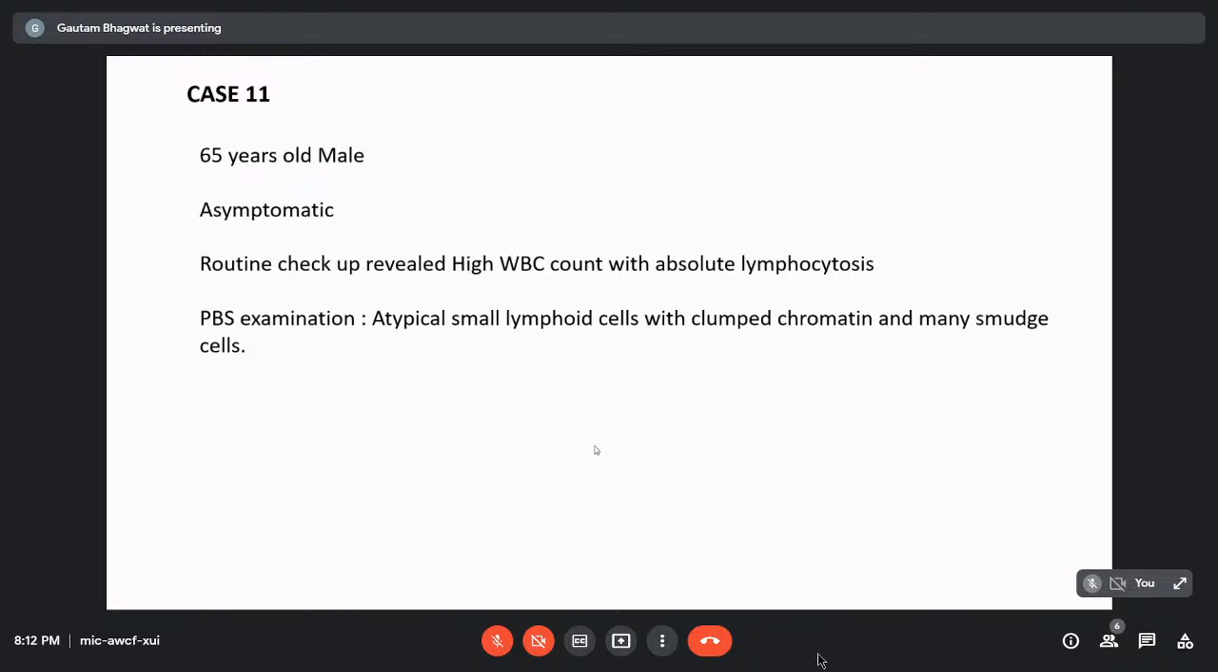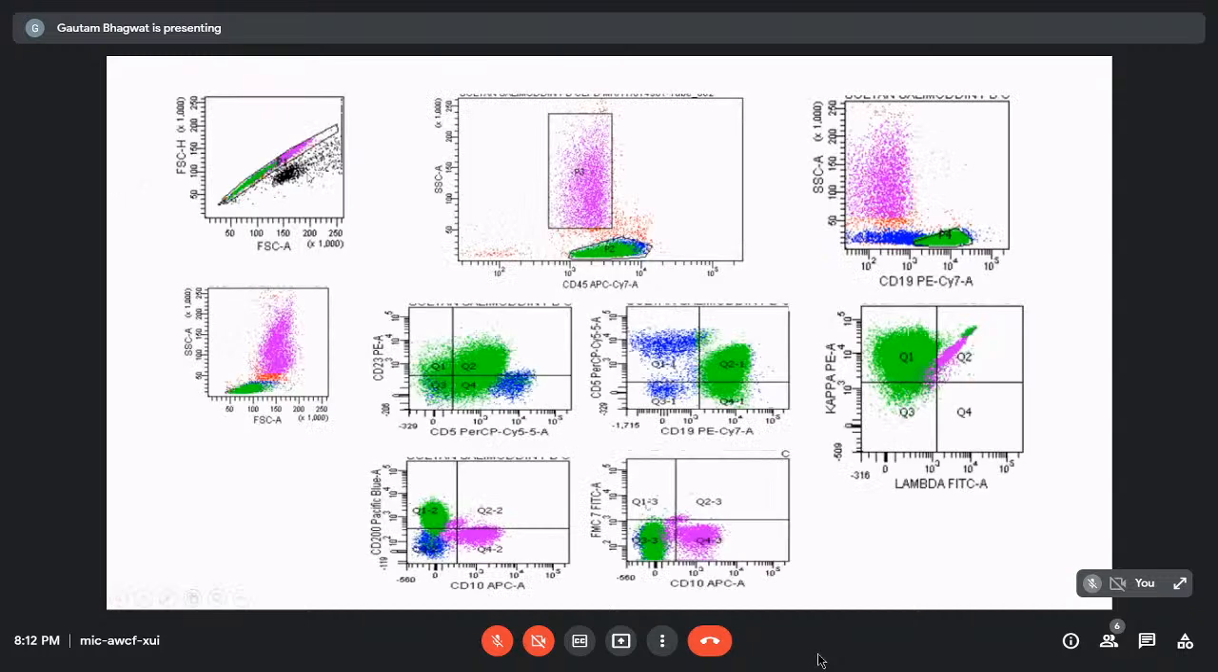Coming on to a few of the cases, I will just go through it. A 65 year old male, asymptomatic, routine checkup revealed high WBC count with absolute lymphocytosis. PBS examination: atypical small lymphoid cells with clumped chromatin and many smudge cells. Singlets: now here you can see these are doublets, not my interest. I look into the singlets. Now green, my population of interest, the cells of interest. See, the brightness is more than that of the neutrophils.